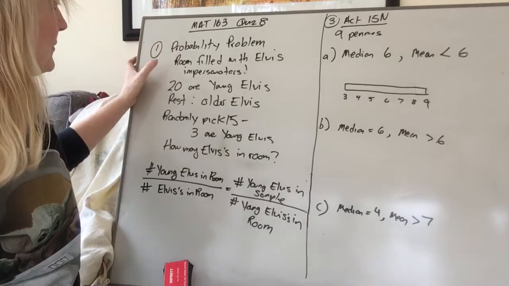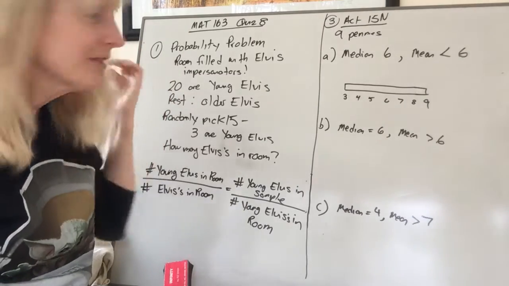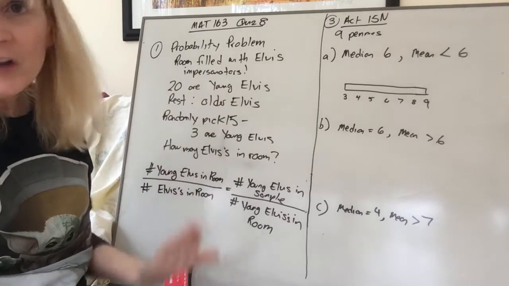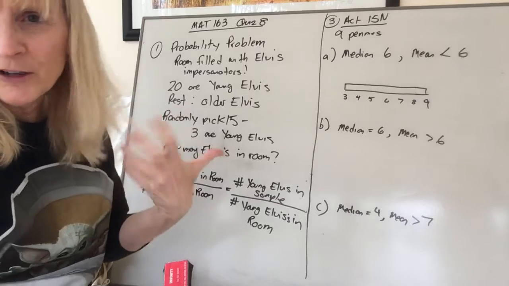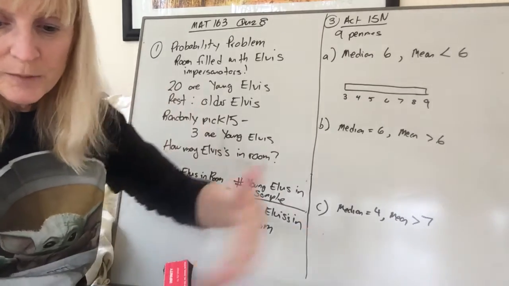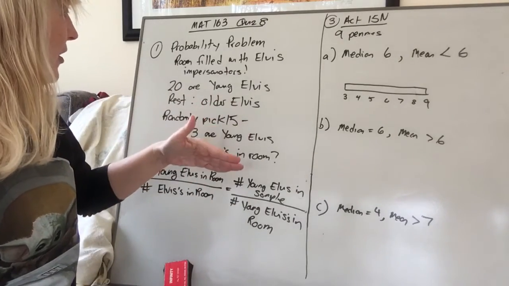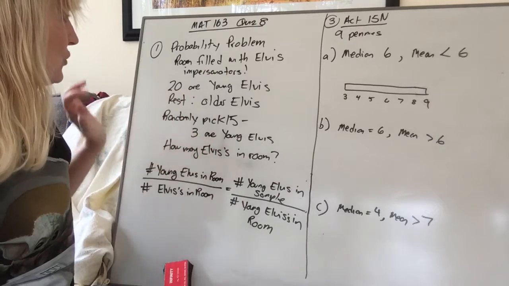So I have a problem, it's a probability problem. It's a room filled with Elvis impersonators, okay? In that room, 20 of them are the young Elvis, the good-looking Elvis, the Heartbreak Hotel Elvis. And the rest are the older Elvises, the white jumpsuit Elvis. We don't know how many Elvises are in the room, okay? But we do know that 20 are young.